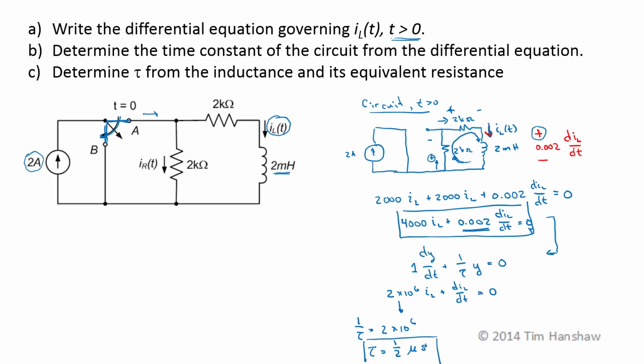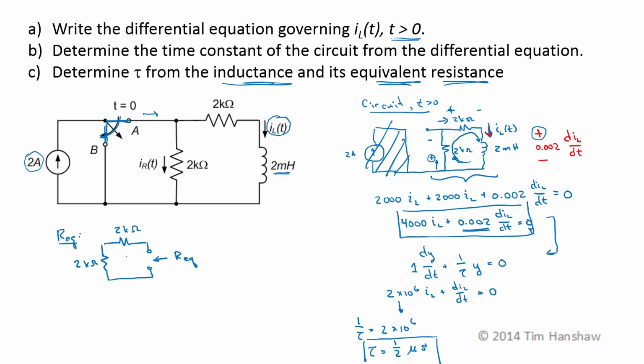Now we'd like to check our value for tau by determining what it is directly from the circuit, from the inductance and the equivalent resistance seen by the inductor. So again, going back to this circuit over here with the source isolated from the inductor, we need to find Req. Remember, we're looking for a Thevenin resistance seen by the inductor, so take the inductor out, and Req is the voltage-current relationship at the terminals of that. So we have 2 kilo ohms, 2 kilo ohms. KCL here tells us that these are in series, so Req is the sum of those, so Req is 4 kilo ohms.